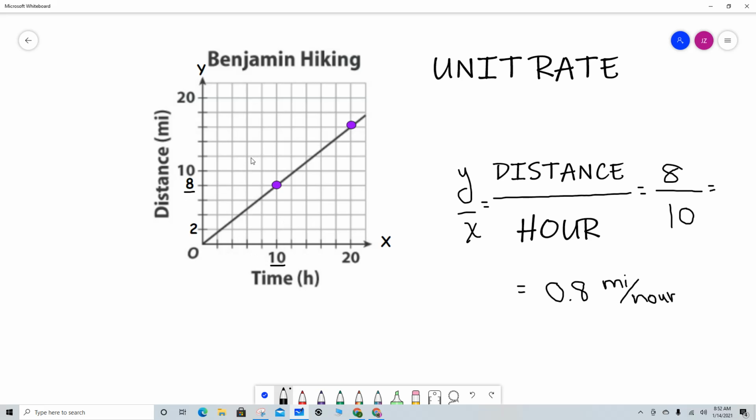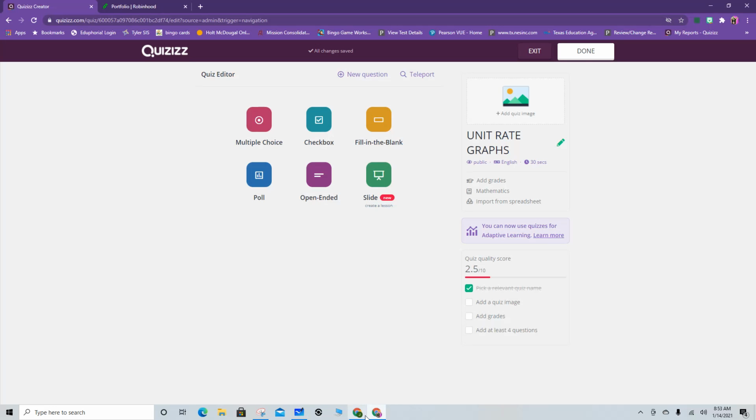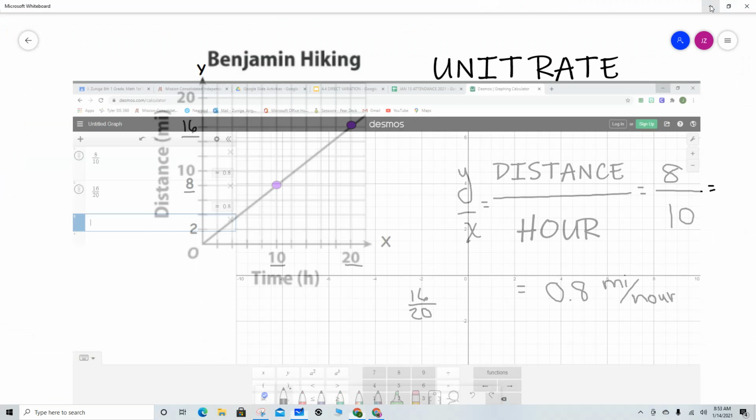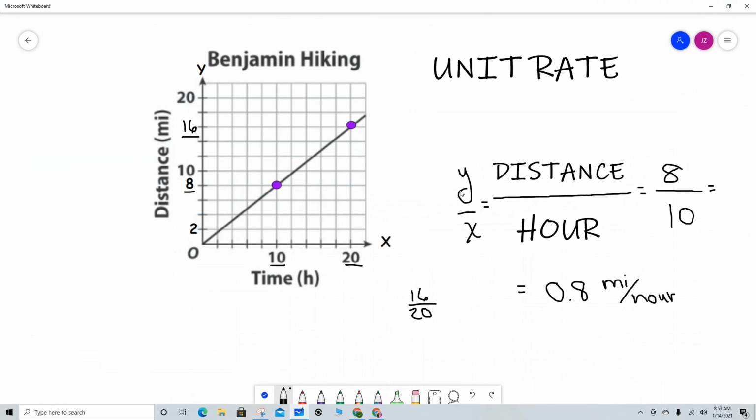You could have also chosen this point right here, which was 10, 12, 14. You could have chosen 16 divided by 20. So 16 divided by 20, if we look at our calculator, we would have gotten the same answer, 0.8. All right, so this is a quick lesson on unit rate.